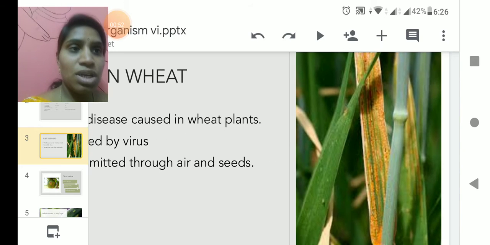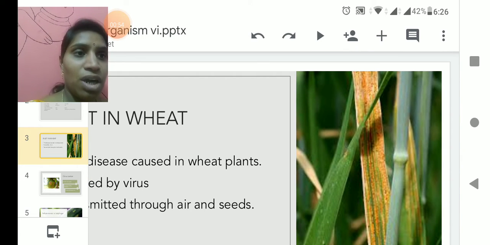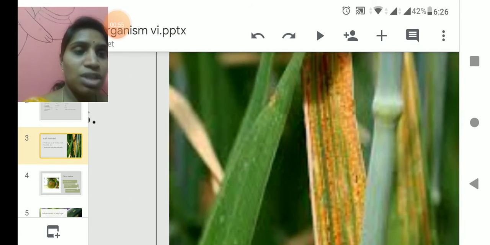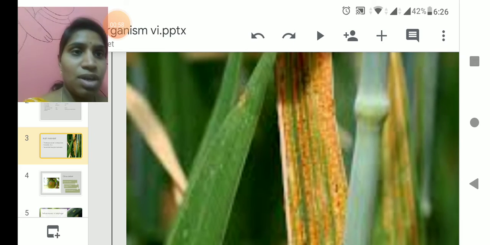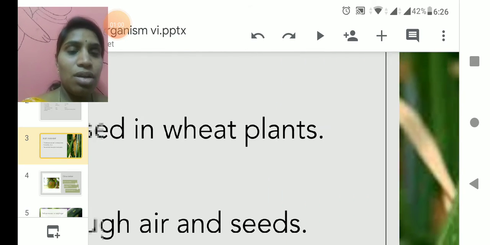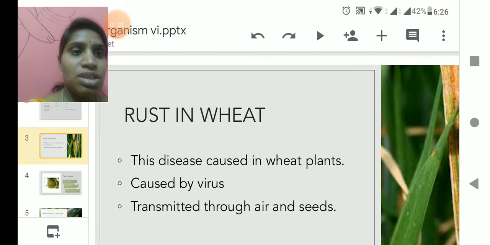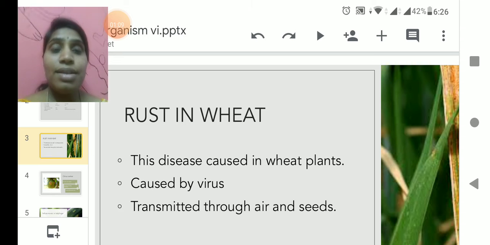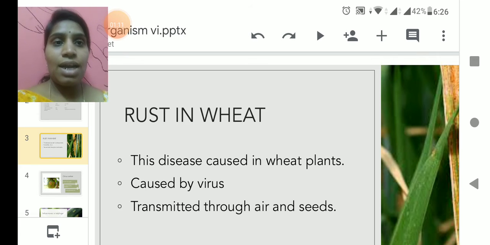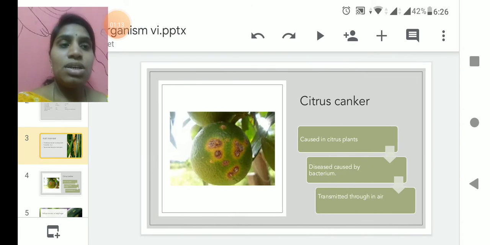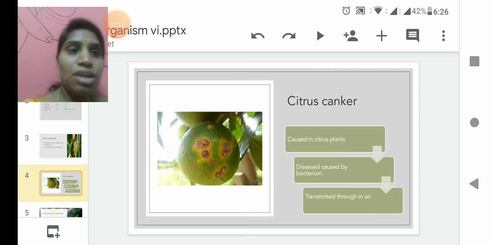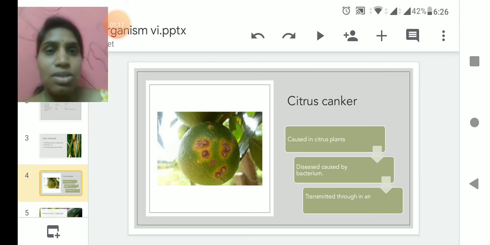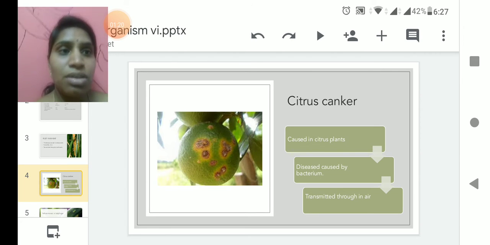Here you can see the rust in wheat, the red color part on the leaves, right? This is nothing but rust in wheat. It is caused in the wheat plant, children, by a virus, and it is transmitted through the air and even with the seeds. And next, citrus canker, which you can see in citrus plants, children.